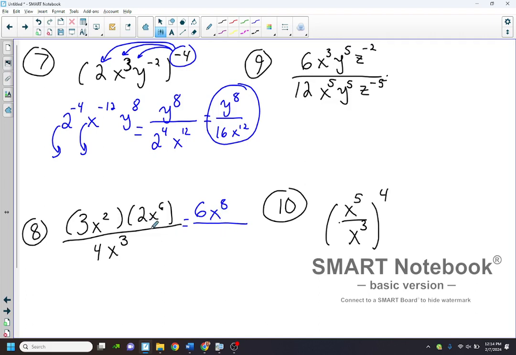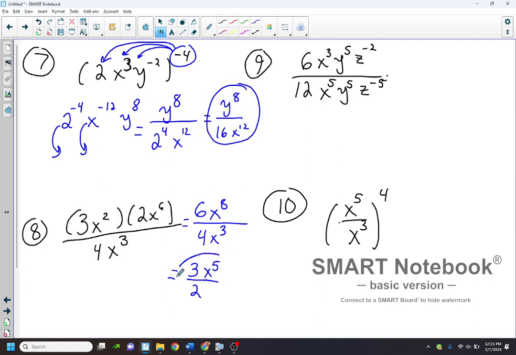3 times 2? The bottom hasn't been used yet, so we're just going to write that. Now we can simplify. So subtract 6 over 4, 3 over 2. It's going to be 3 over 2, and x to the 5th, because 8 minus 3 is x to the 5th.